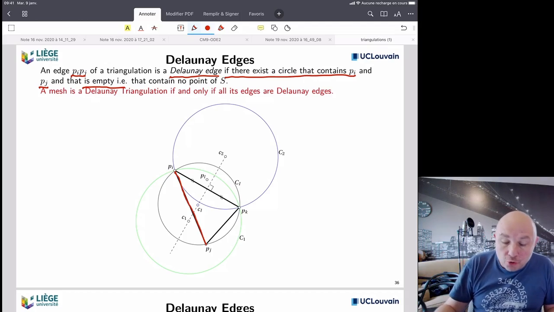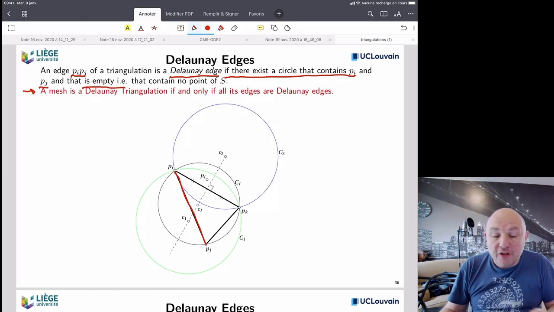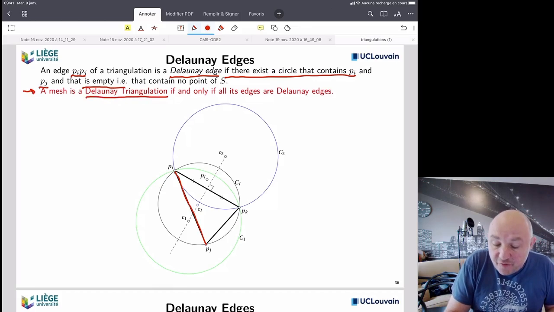And so what we are going to show is that a mesh is a Delaunay triangulation, so a triangulation is a Delaunay triangulation, if and only if all its edges are Delaunay edges.